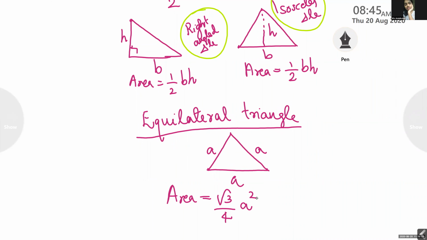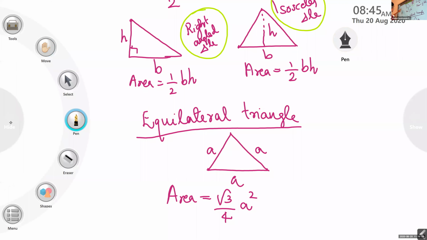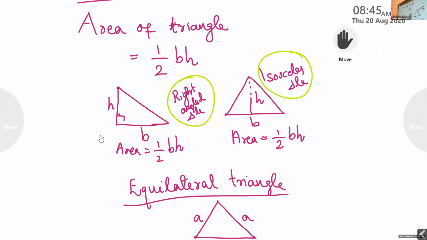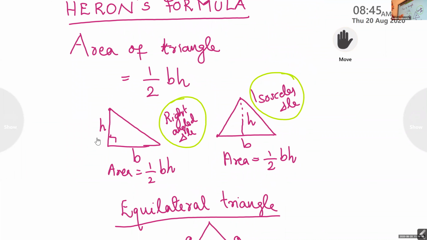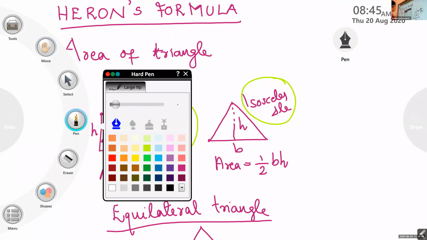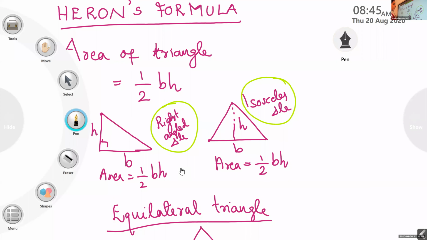Ma'am, should we write this in the notes? Yes. In your notes you write. If you want, I will scroll the board down. Okay, children. Area of a triangle, half BH, under the heading Heron's formula. Write this, some formula we already studied. Area of triangle equals half BH. For two types of triangles we are using the same thing: for the right angle triangle and for the isosceles triangle.